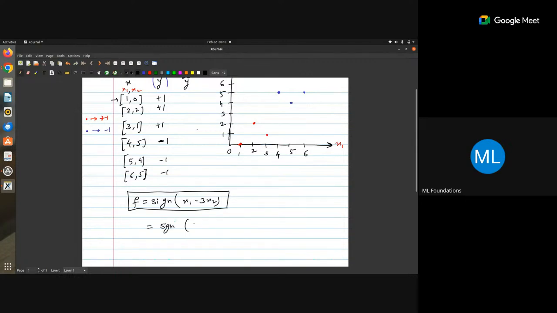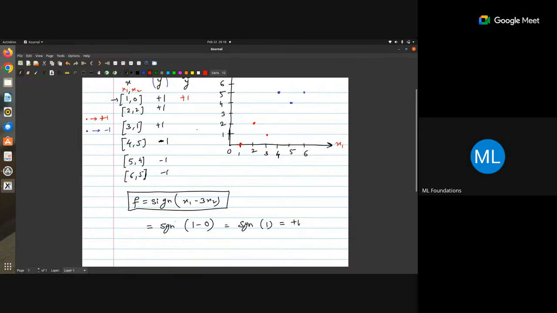Sign of x1, which is 1, minus 3 times 0, is what? 0. So this is sign of 1. So what is the sign of 1? Positive. So this is +1, I'll say, right? So the predicted output is +1. Maybe I'll write this in this color, +1.